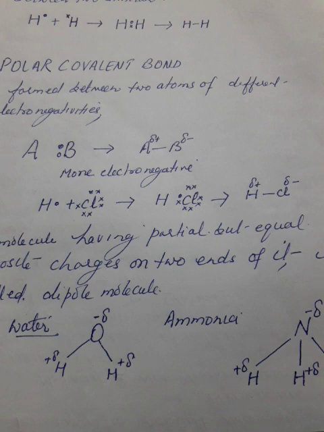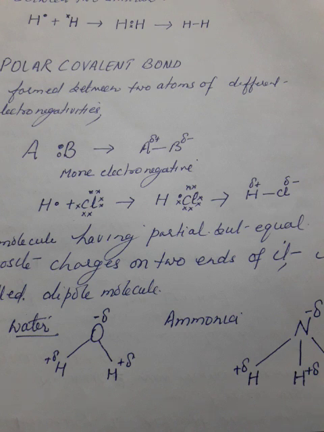Oxygen and nitrogen are also examples of non-polar covalent bonds. So a covalent bond is formed between two similar atoms, or the difference in electronegativity should be negligible or zero. Then which type of bond will be formed? A non-polar covalent bond is formed.